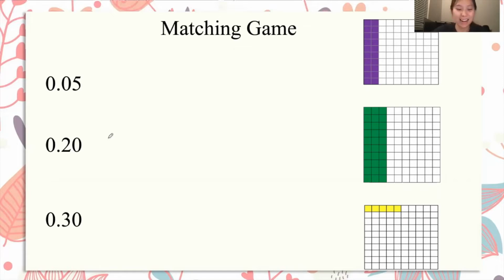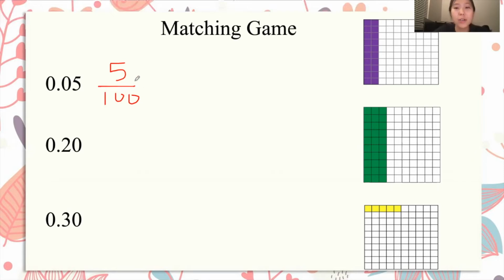Let's do it together. So the first one, 0.05, or we can call it 5 hundredths. In a fraction, we can write 5 out of 100. Great job, because this decimal number has the decimal to the hundredths place. So in fraction, we can write 5 out of 100.